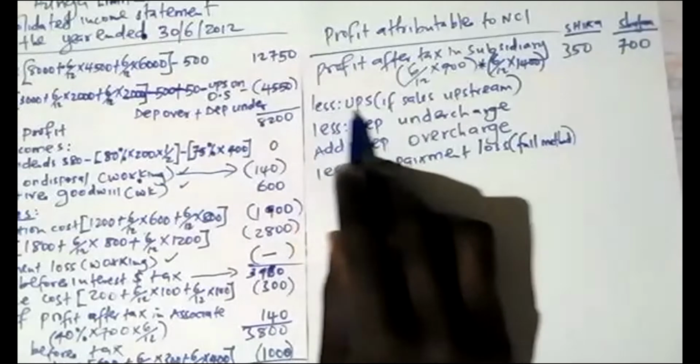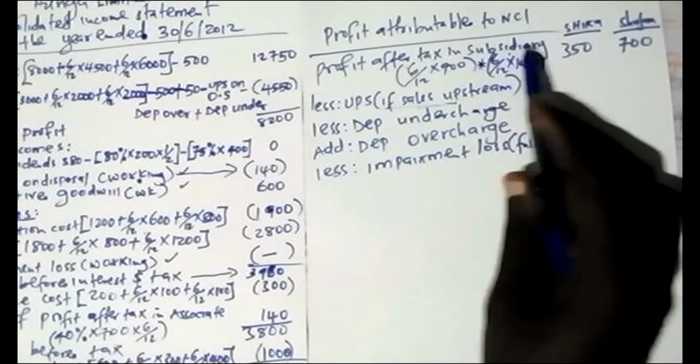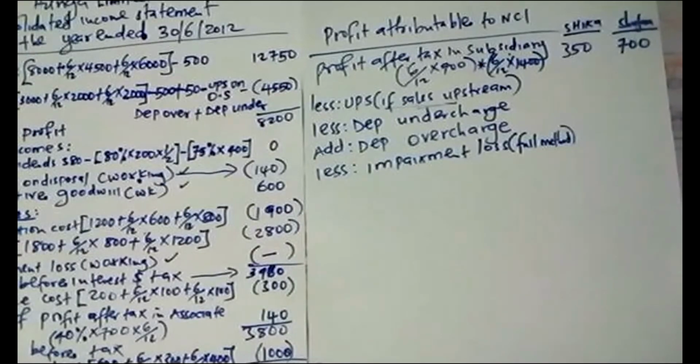So why am I raising UPS? I start with this, and it must be a sales upstream. So this is a scenario where the subsidiary was selling the goods to the parent and the parent never sold the entire goods, which means that the parent never realized the entire profit the subsidiary realized. So the profit of the subsidiary is overstated by what the parent never realized because he never resold all the goods he received from that subsidiary.